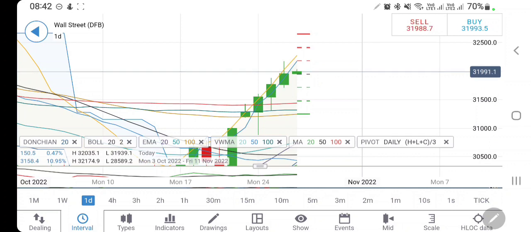Above 32,050, you can stay long on Dow Jones. But remember, 32,000 is a very strong resistance level, and beyond that we can see it flying high. Take your positions accordingly. Trade with the stop loss. Trade with the trailing stop loss.